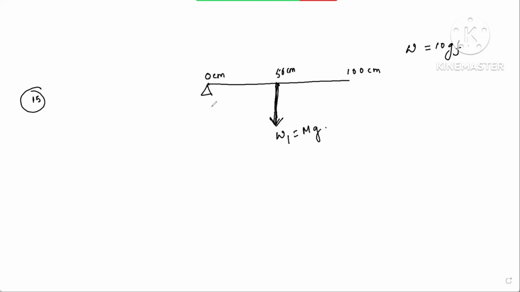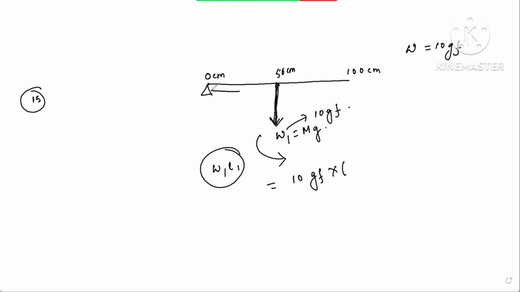Now let us calculate the anti-clockwise moment. So what will be the anti-clockwise moment? Oh, sorry. The weight is given as 10 gram force. So now W1 L1, that is the anti-clockwise moment. The value will be 10 gram force multiplied by the distance from the pivoted point, 50 minus 0. That is 500 gram force centimeter, the anti-clockwise moment.